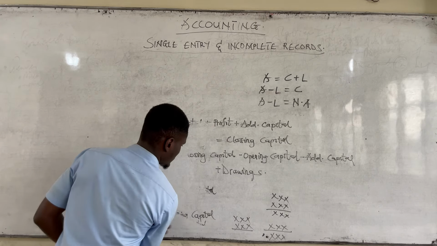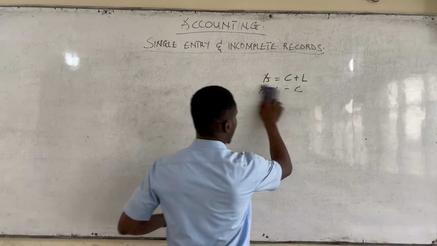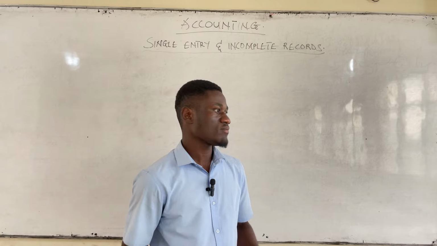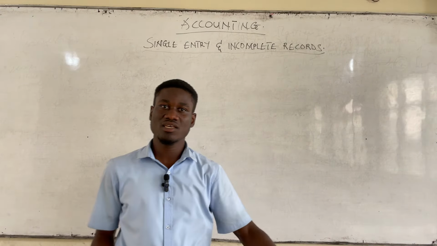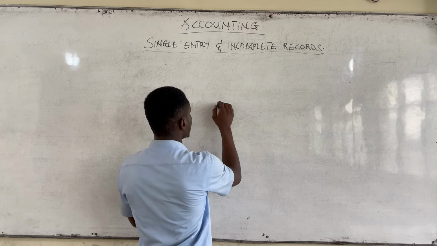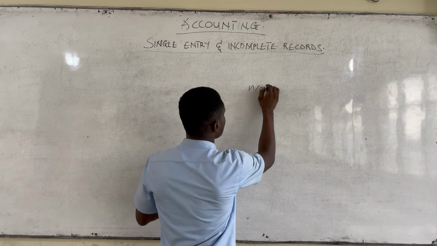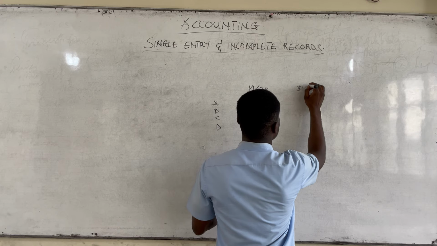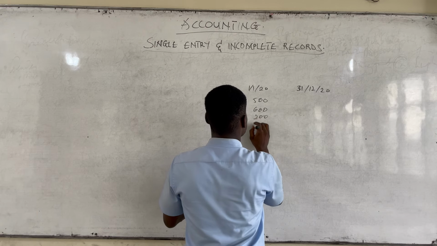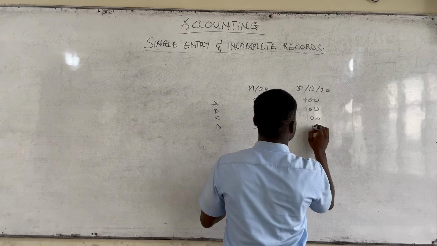Good. So in preparation of single entry, you have to know how to compute your opening capital, and it's very simple. To compute your opening capital, the question will be given to you, so you just check for the items that are starting the year, or the balance b/d of the items. Let's say A is an item, B is an item, C is an item, D is an item. We have 1st January 2020 and 31st December 2020. We have 500, 600, 200, 300 here, and 400, 100, 100, 50 here.